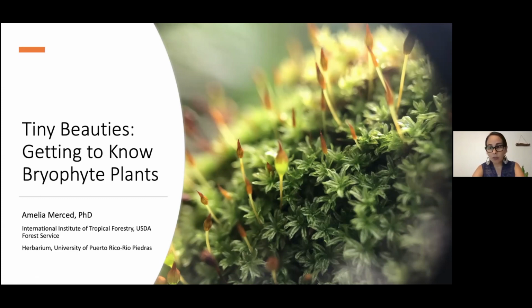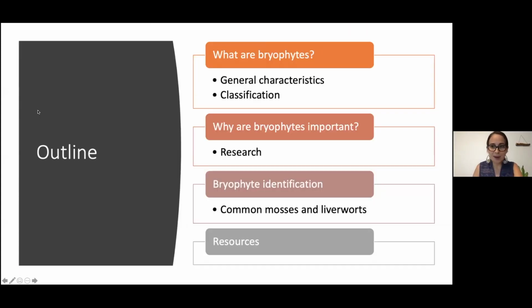And I'm also working at the herbarium of the University of Puerto Rico in Rio Piedras. And if you don't know what a herbarium is, I will talk a little bit about it. Okay, so for tonight, I'm gonna tell you about these amazing, very small plants that are called the bryophytes.